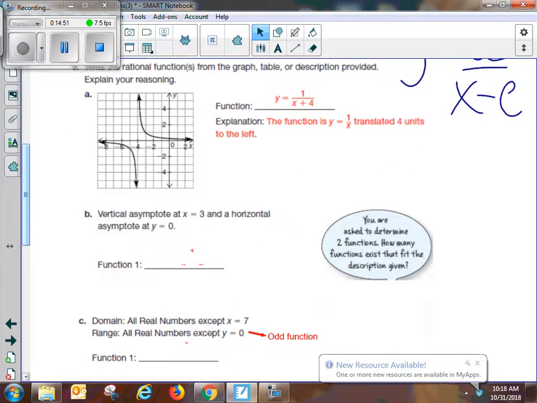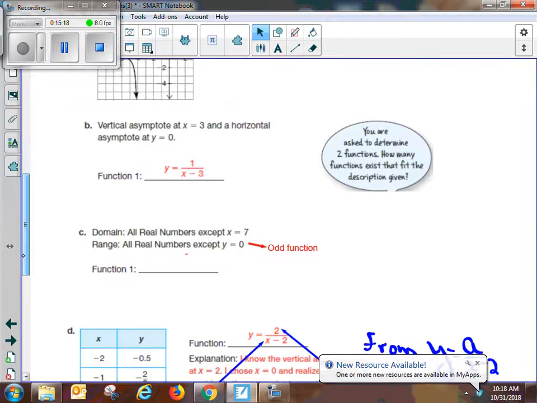Next is a verbal description. Vertical asymptote is over at x is 3. Still have a horizontal asymptote at y equals 0. 1 over x minus 3. Good, because this went 3 units the other way. 1 over x minus 3. All these would be great ways of me asking you the same type of question on an assessment.